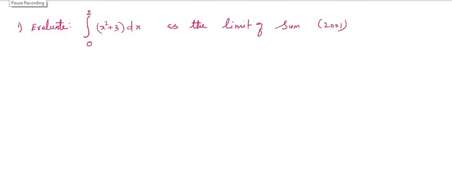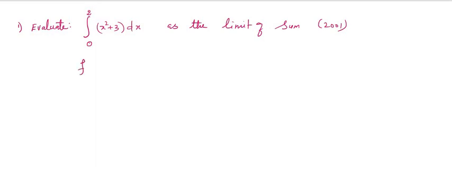See the first sum. Evaluate integral 0 to 2 x square plus 3 into dx as the limit of a sum. This is the question. Understood? Okay, now we'll see how to do it. For the first step, as I told, identify from the question what is f of x, what is a, and what is b.